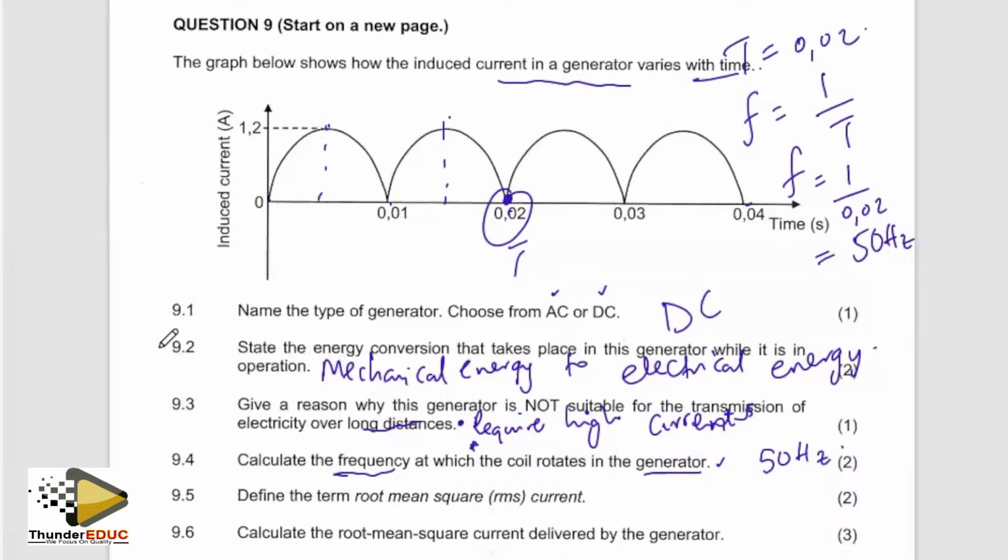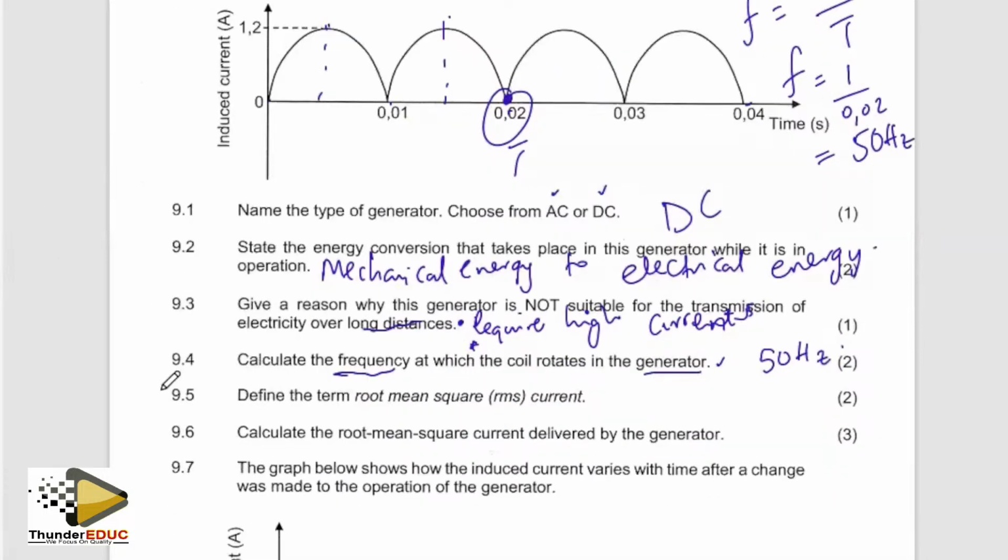All right, then 9.5 is a definition, so we can even skip that. Root mean square. We have it in our books. So the equivalent current of the AC.